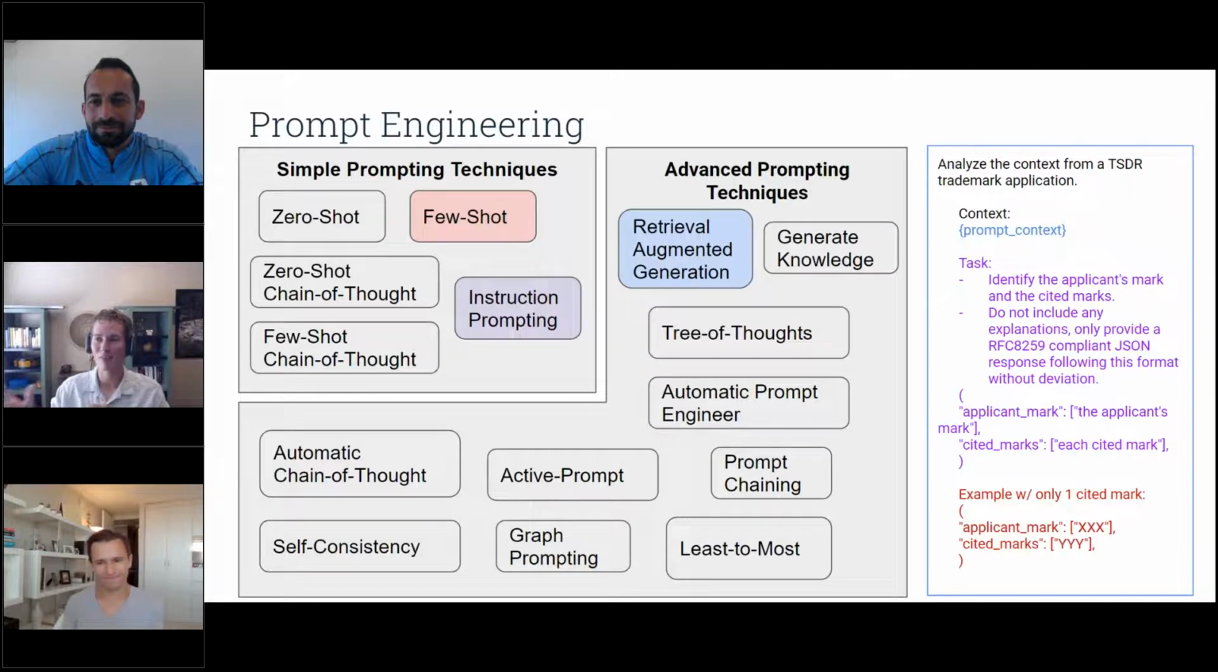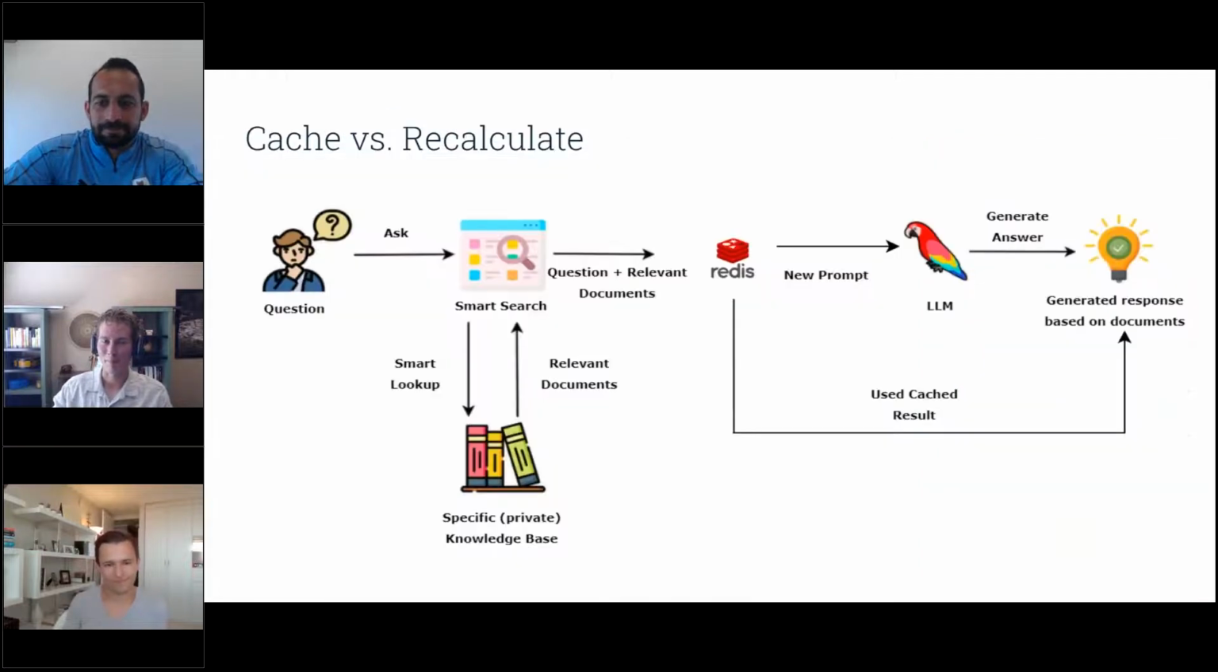So here we have a simplified version of what that might look like, where we want to analyze the context from a TSDR application. We use our RAG approach to retrieve the most relevant information in our knowledge base, and we put it within the prompt context. We then use instruction prompting to break apart the steps we want the LLM to go through. And in this case, we wanted a very specific output. We wanted it to look like this: applicant mark, and then list all the applicant marks, and then list all the cited marks. And so for this case, we included few shot examples. I cut it off here, but there were a few other examples below that really helped make sure that we had reliable results, so that we can then take that result and put it into a different part of the pipeline.